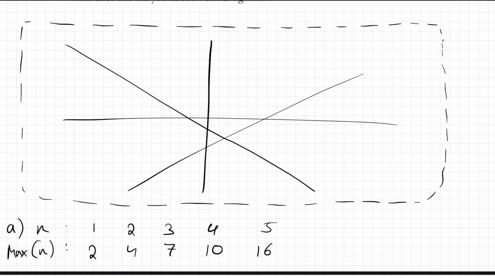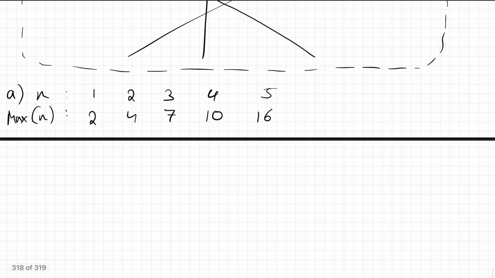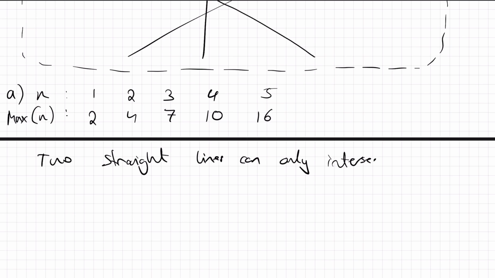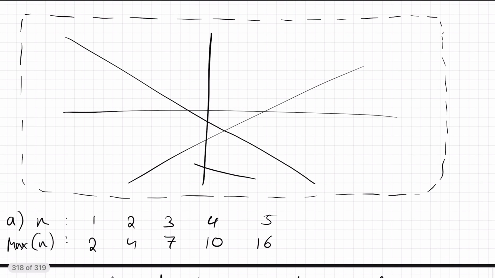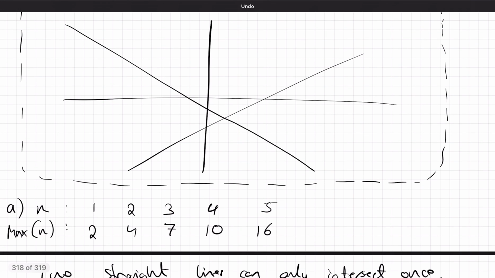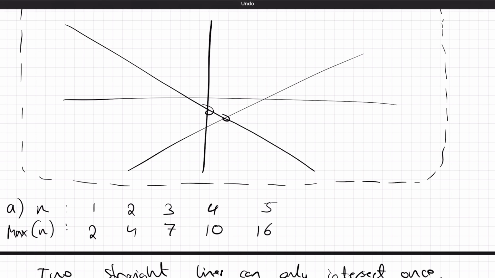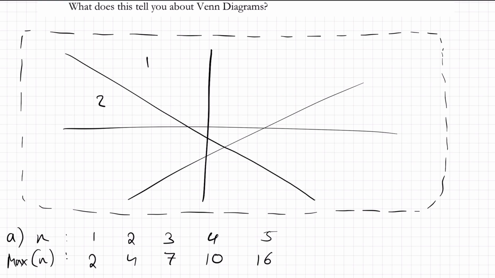Okay, and remember, each new line can actually only intersect another line once, because that's a special thing about lines. Two straight lines can only intersect once. That's good to know because there's no way of us making it so that it intersects the same line twice without curving a line. So now this intersects all 3 lines. And let's count the number of regions. So we have 1, 2, 3, 4, 5, 6, 7, 8, 9, 10, 11.